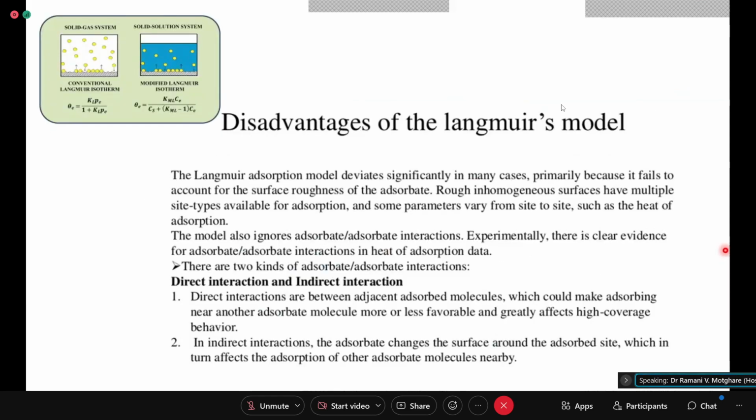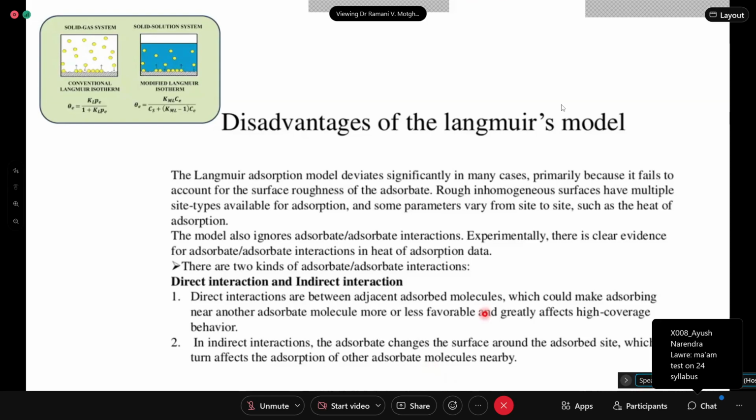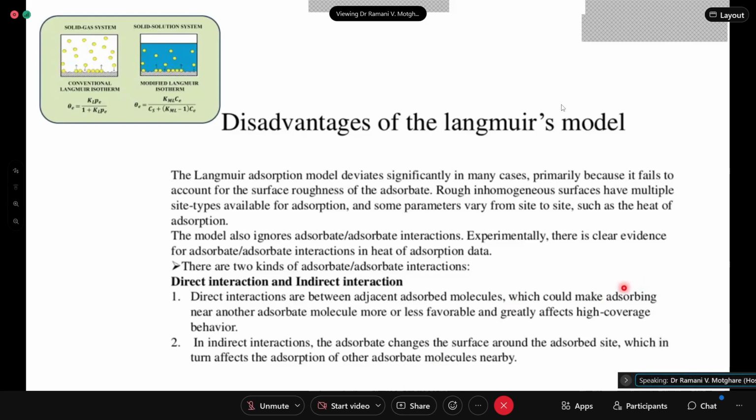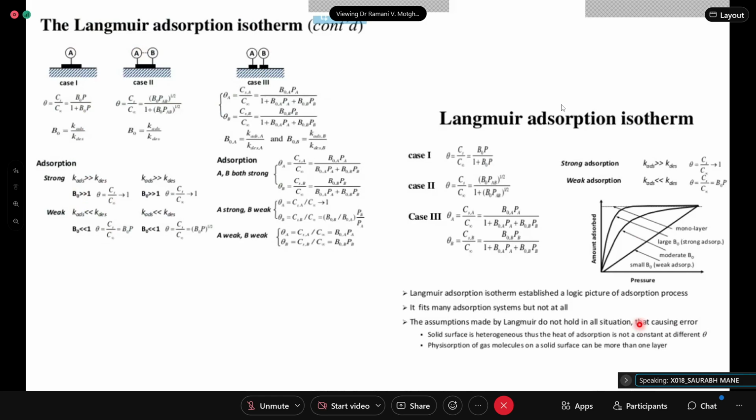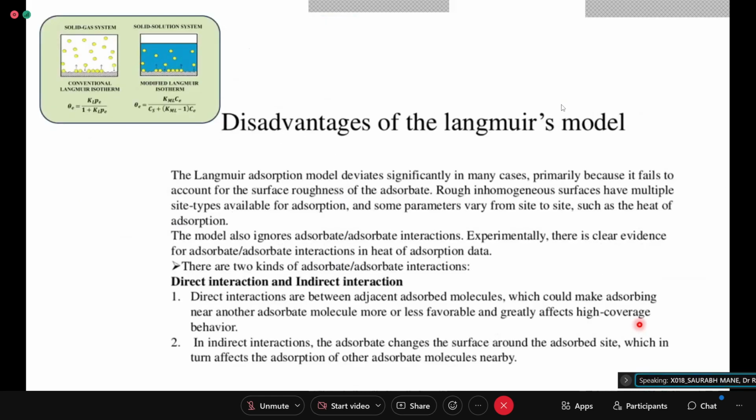Ma'am, will you share this PDF? Yes. The PPT PDF? Yes, ma'am. Okay, if you want, I'll send it to you. And that book PDF, ma'am, refractories. Yes, ma'am. Yes.